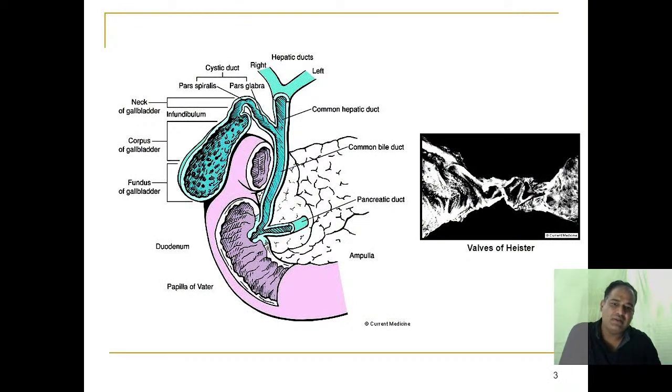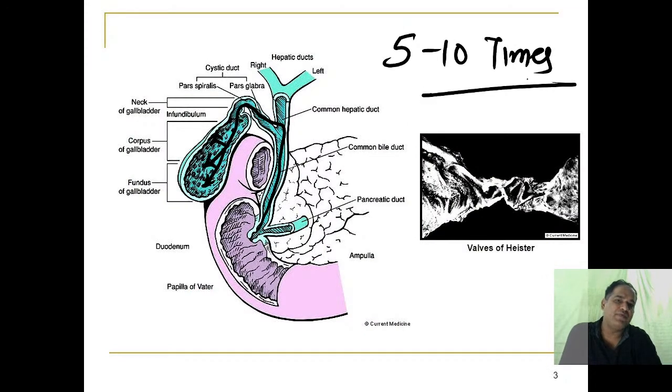Now you see here, that's what I told you. The sphincter will remain closed. So consequently, what will happen? Bile will enter into the gallbladder, and there it will be concentrated by 5 to 10 times.